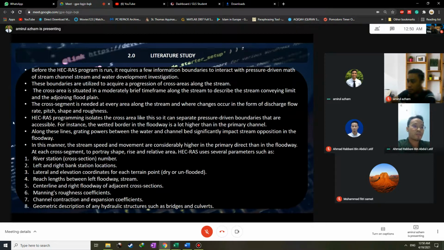Hexcraft uses several parameters such as river station, cross-section number, left and right bank, station location, lateral and elevation coordinate for each terrain point, reach length between the left floodway rim, center line and right floodway of adjacent cross-section, Manning roughness coefficient, channel contraction and expansion coefficient, geometrical description of any hydraulic structure such as bridge and culvert.